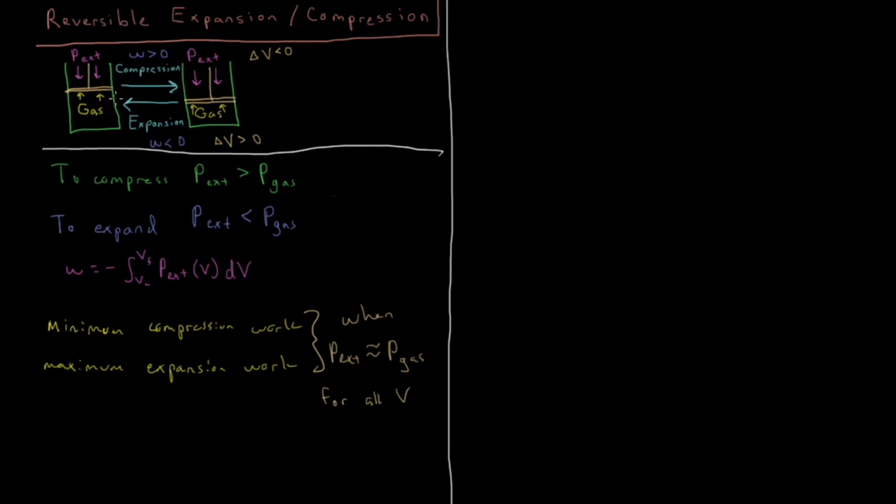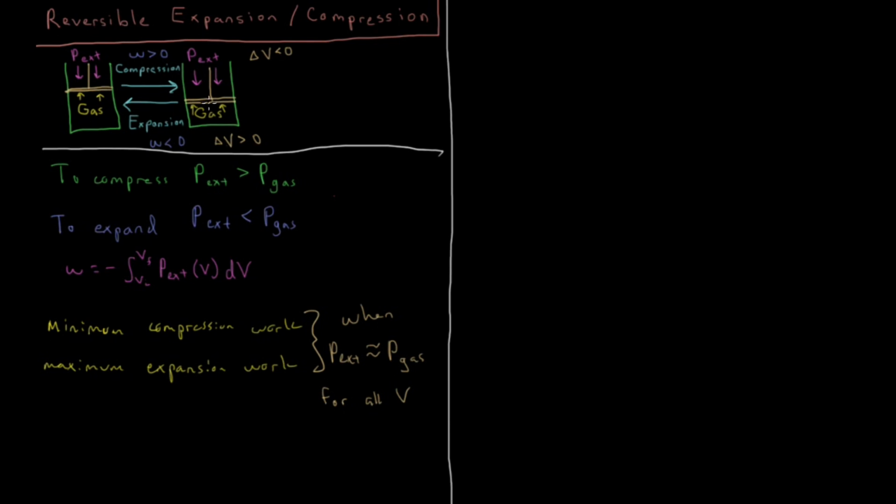So as we compress this gas, typically it's going to get a higher and higher pressure inside of it, and it's going to become more and more difficult to compress. And so we need to have a larger and larger external pressure in order to keep compressing the gas further. But if we do it in such a way that the external pressure is equal to the pressure of the gas at all points, then we're doing the minimum amount of work that we could possibly do.